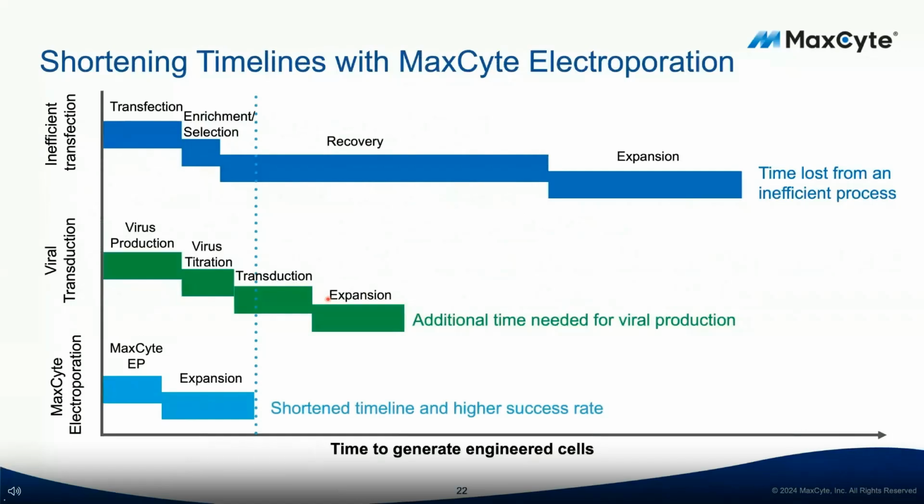So how MaxCyte can help is with shortening timelines. For example, this is a customer that we had, which had an inefficient transfection method, which resulted in them having to enrich and select their cells. This caused the cells to have a longer recovery period and expansion period. So this was up to 5 weeks, for example. And if you use a viral transduction approach, you could transduce and expand the cells in a shorter time, but there is an additional 1 to 2 weeks where you have to produce the virus, purify it, and titrate it before you can actually transduce the cells.